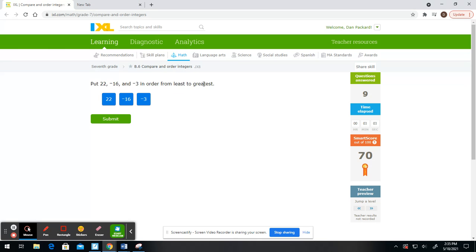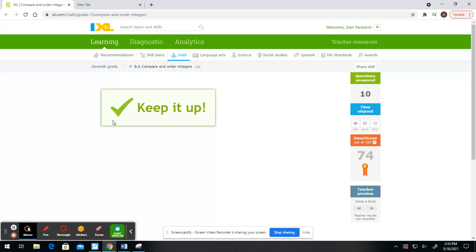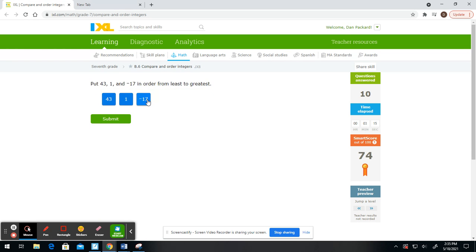Okay, again, least to greatest. Biggest negative, and then my next negative, and then to my biggest positive, or in this case, my only positive. Again, biggest negative, our only negative, and then now 1 is smaller than 43.